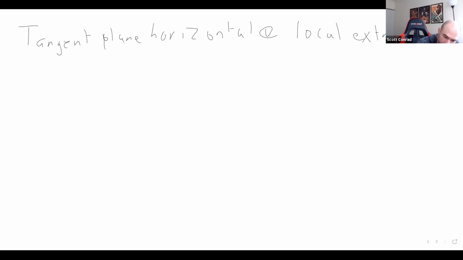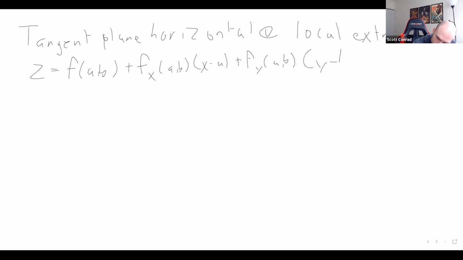Well, we know the equation of the tangent plane is, so suppose it happens at AB. So it's f of AB plus the partial of f with respect to x at AB times x minus a plus the partial with respect to y at AB times y minus b.